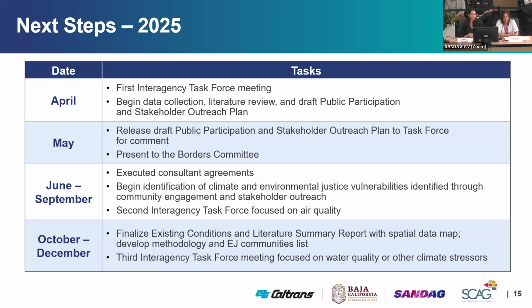The end of July, we hope to host our second task force meeting, primarily focused on air quality and what are the other climate stressors. And then moving into fall, we'll be focusing on finalizing our existing conditions and literature summary report with that draft spatial data map, and then developing the methodology to identify our environmental justice communities on both sides of the border. We'll be hosting our third interagency task force meeting in October, as well as bringing an update back to the Borders Committee. So that concludes our presentation today, and we'd be happy to answer any questions you may have.